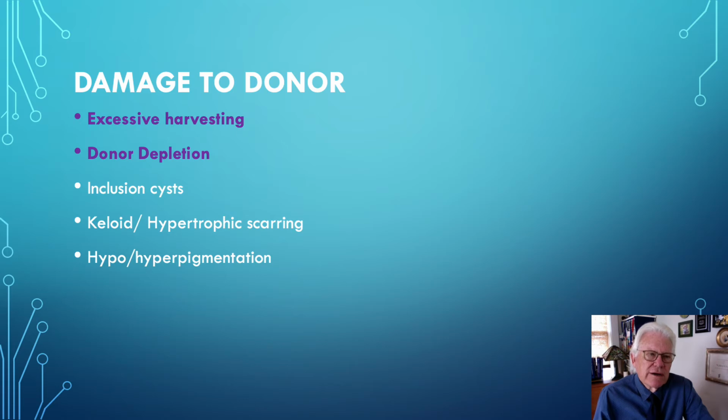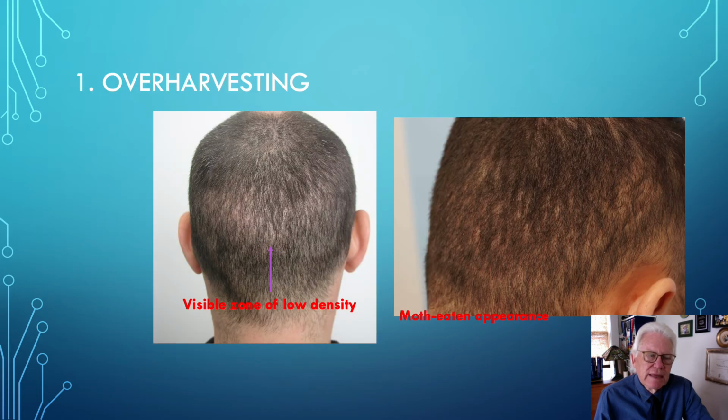Damage to the donor area can be excessive harvesting and donor depletion, inclusion cysts, keloid or hypertrophic scarring, and hypo or hyperpigmentation. In the example on the left, the harvesting has been confined to a fairly narrow part of the donor zone rather than dispersed, and so the patient is left with a visible zone of low density compared with the adjacent hair. This is a focal over-harvesting rather than a dispersed harvest, which is always desirable.